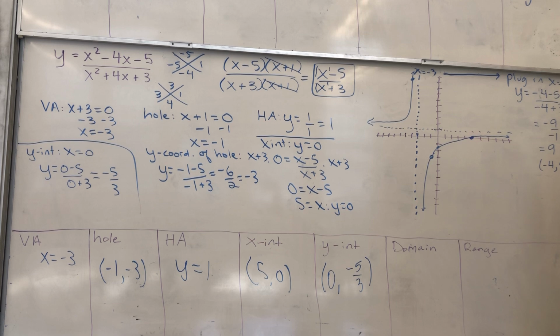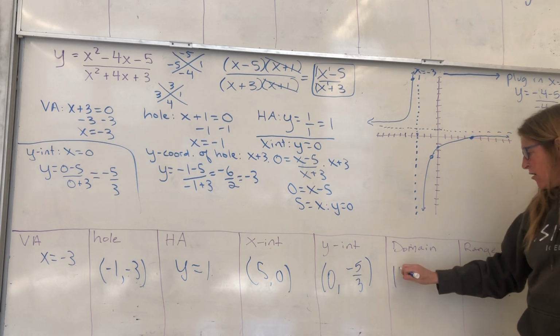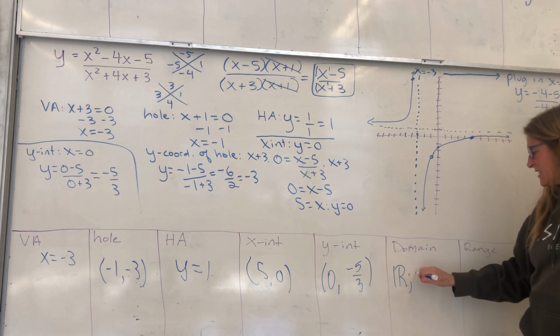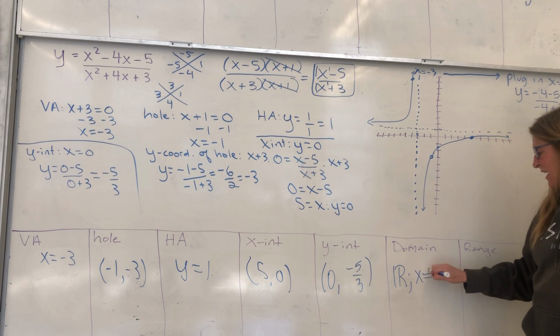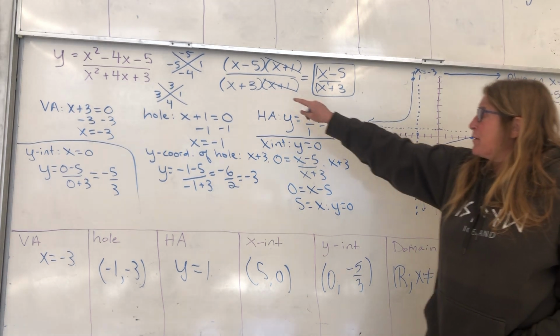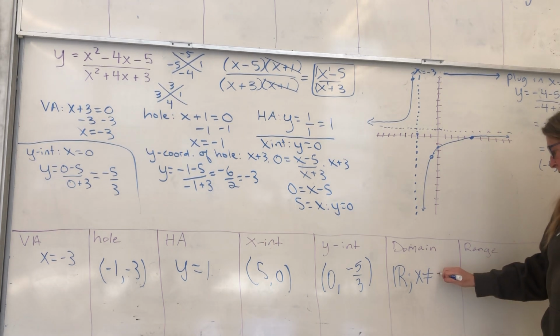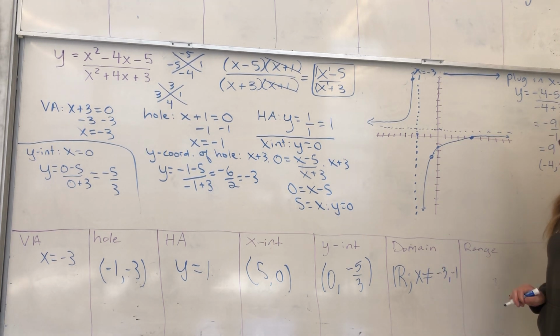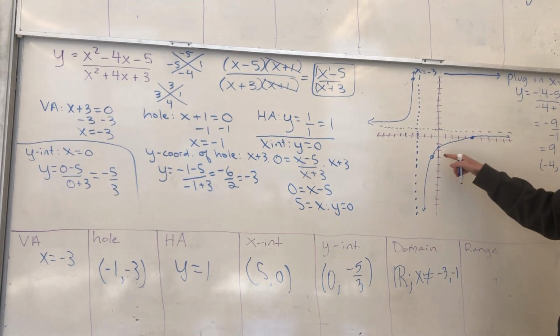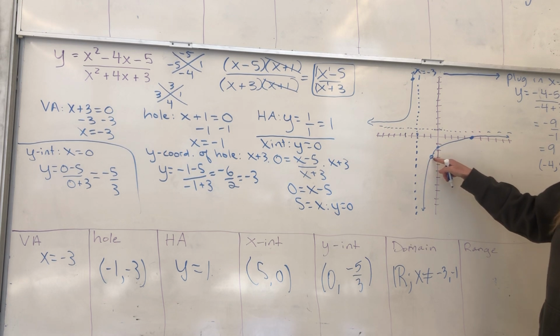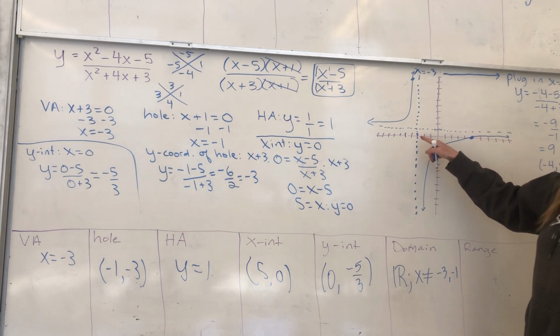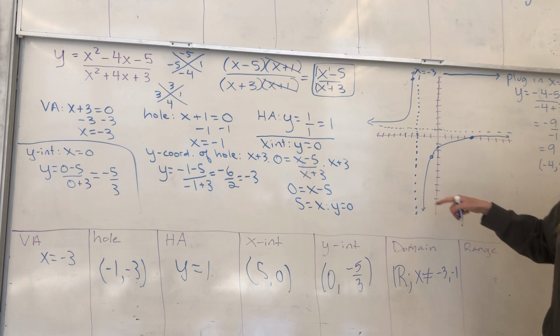Okay, guys, domain, we're almost done. The domain are all the x values that are allowed into our function. So we're allowing all of them in, so all real numbers, except x can't equal either of these values, the hole or the vertical asymptote. And I can see that on the graph, right? I can see there's no x value at -1, and I can also see there's no x value at -3.